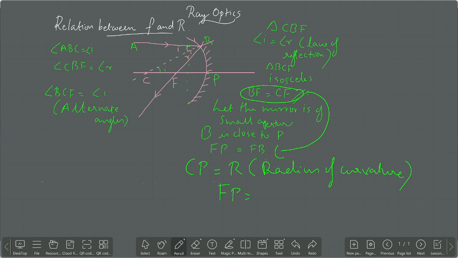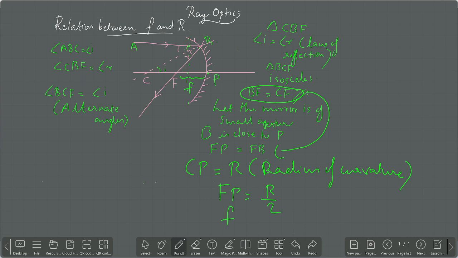FP is equal to, this total is R, and this equal to this means what will be FP equal to? Total R divided by 2. This will be equal to R divided by 2. Okay? Now what is FP? FP is nothing but the distance between focus and pole. What is the distance? It is nothing but the focal length, isn't it? This focus and pole, what is the distance between them? Focal length.